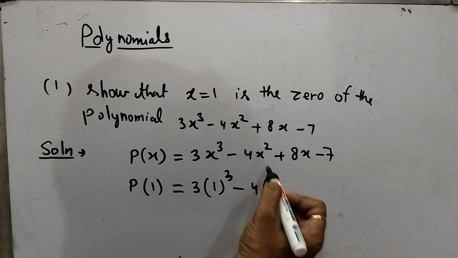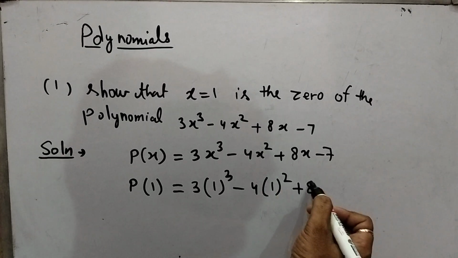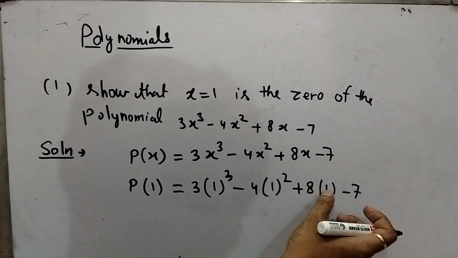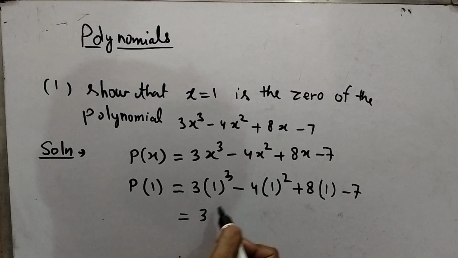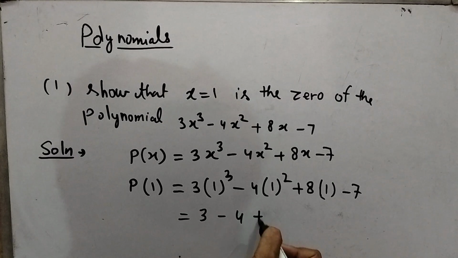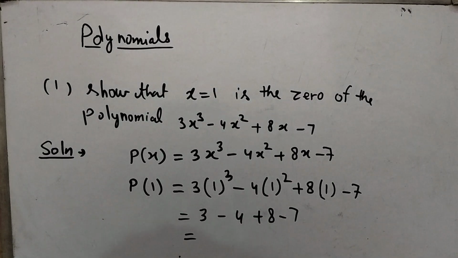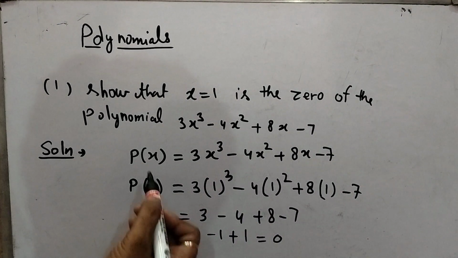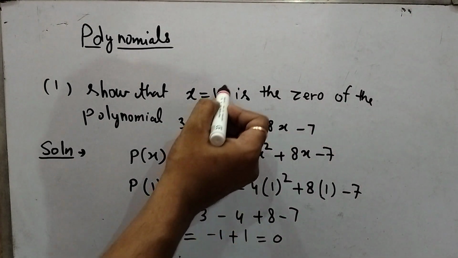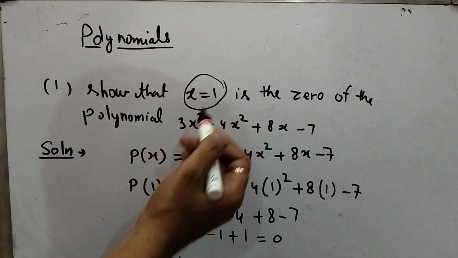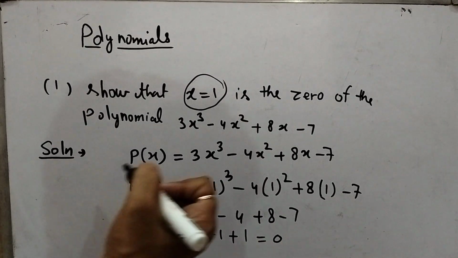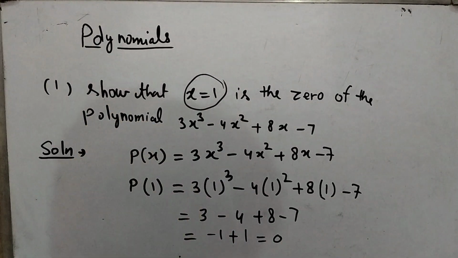3 times 1 cubed minus 4 times 1 squared plus 8 times 1 minus 7. So when you solve this, 3 minus 4 plus 8 minus 7. 3 minus 4 is minus 1, and 8 minus 7 is plus 1. Definitely, we are getting 0 here. So by the factor theorem, if we get the answer 0 by putting the value of x, since I put x as 1 and got p of 1 equal to 0, by the factor theorem I can say that x equal to 1 is the zero of the polynomial.